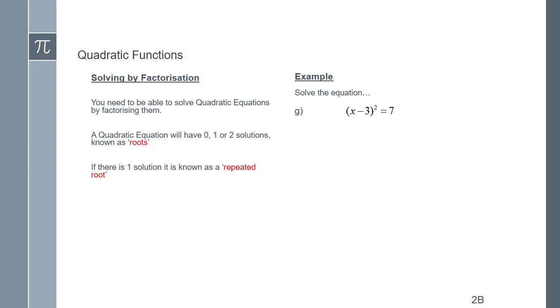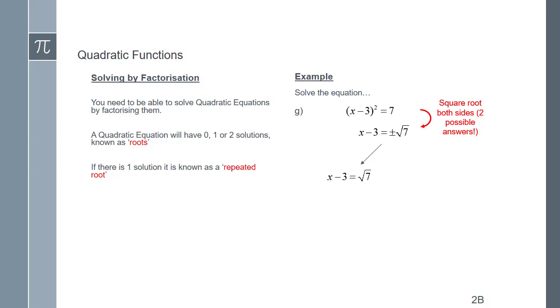x minus 3 squared is equal to 7. The same idea goes. This time, however, there will be a surd in the answer. Square root both sides. x minus 3 is plus or minus the square root of 7.